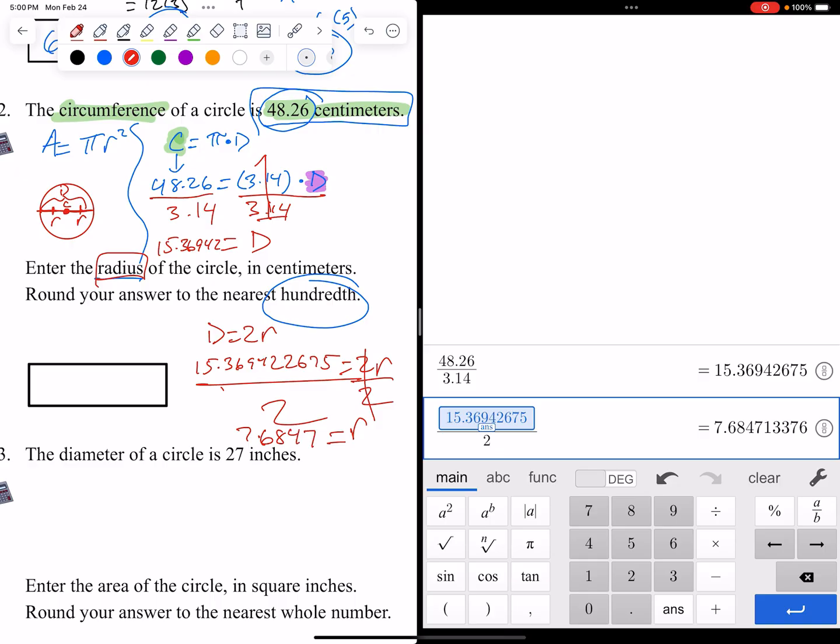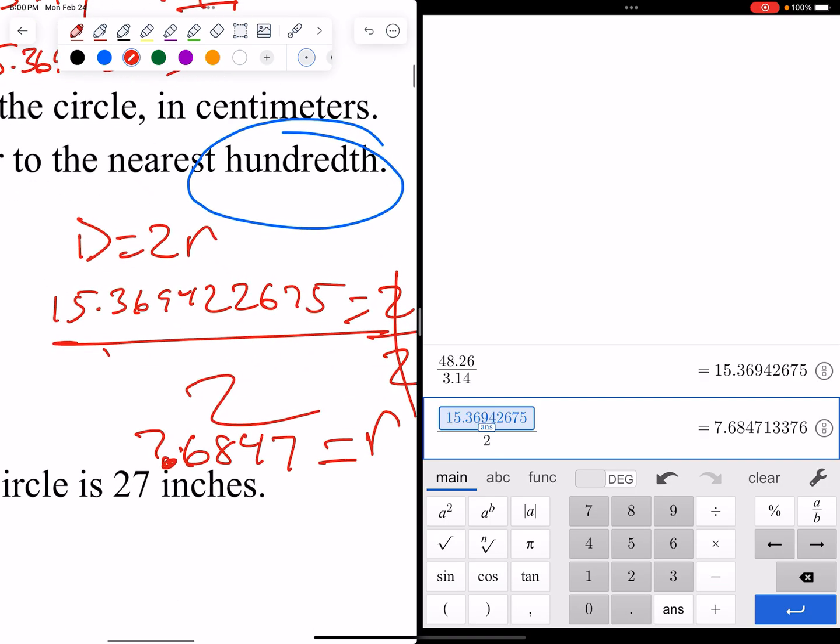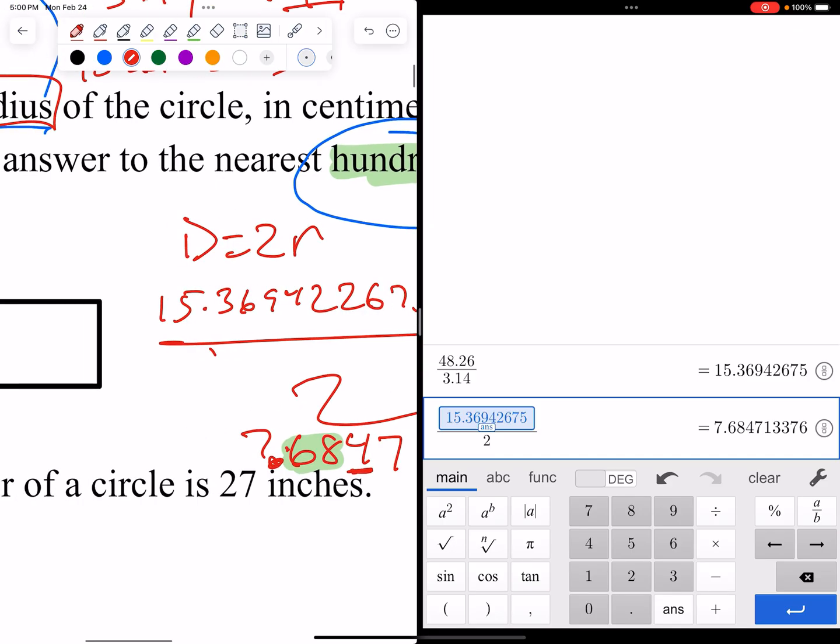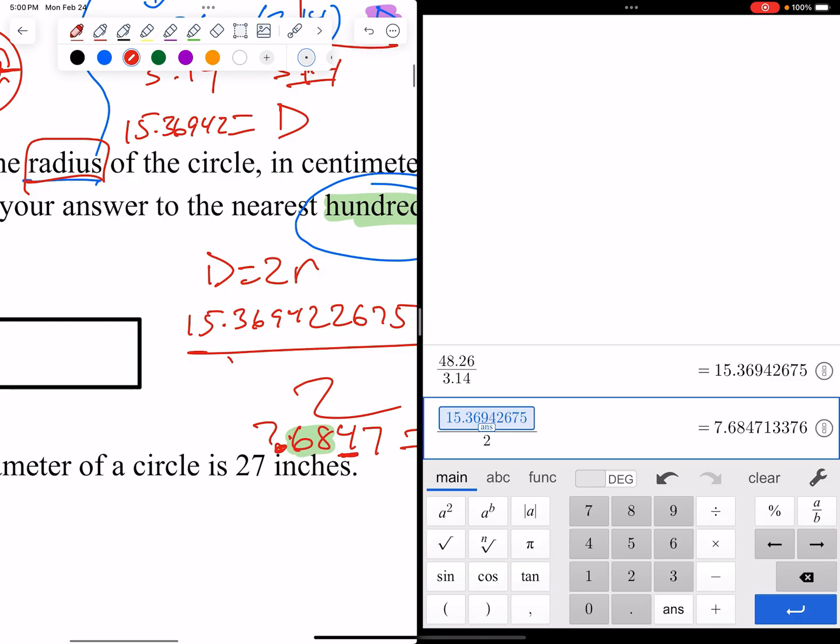7.6847. Where do I have to round to? I have to round to the nearest hundredth. That is my 2 decimal places. So what does rounding mean? If the third number is less than 5, I'm going to keep it at 7.68. If the third number was 5 or greater, I would have had to round up from 68 to 69.